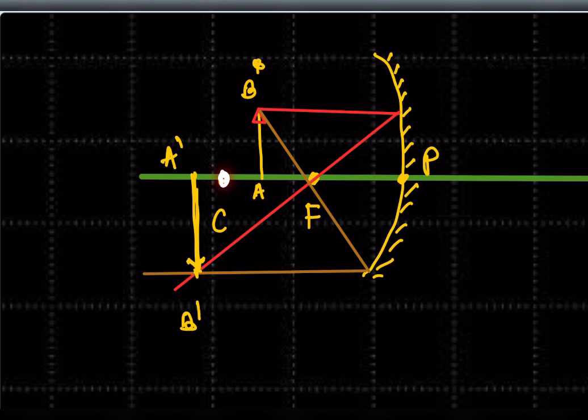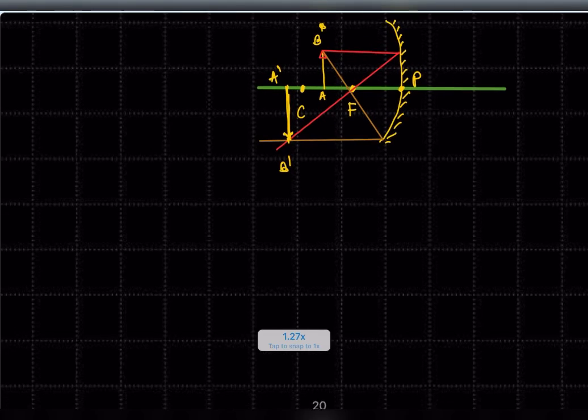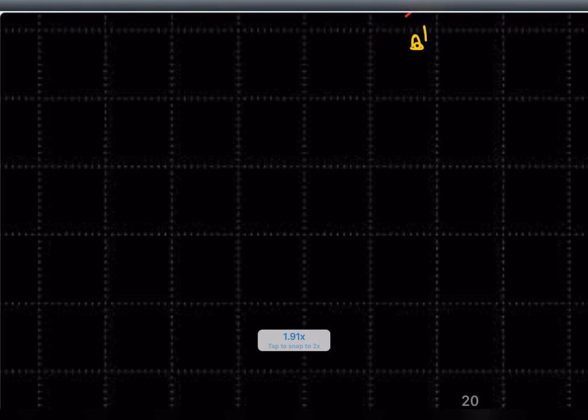The second point is, when the object is between C and F, between these two, this is my object, right? The image is beyond C. It's the opposite of the previous one. If the object is between C and F, the image is beyond C. So what can I conclude from here?